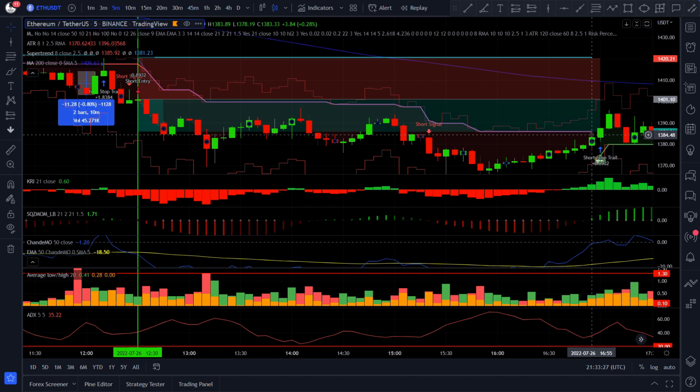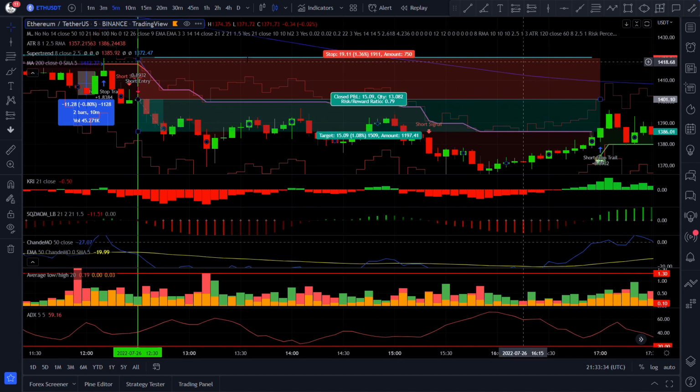Strategies like this need a lot of monitoring and calculation. Trading a strategy like this manually is very time consuming and we have a lot of room for errors.